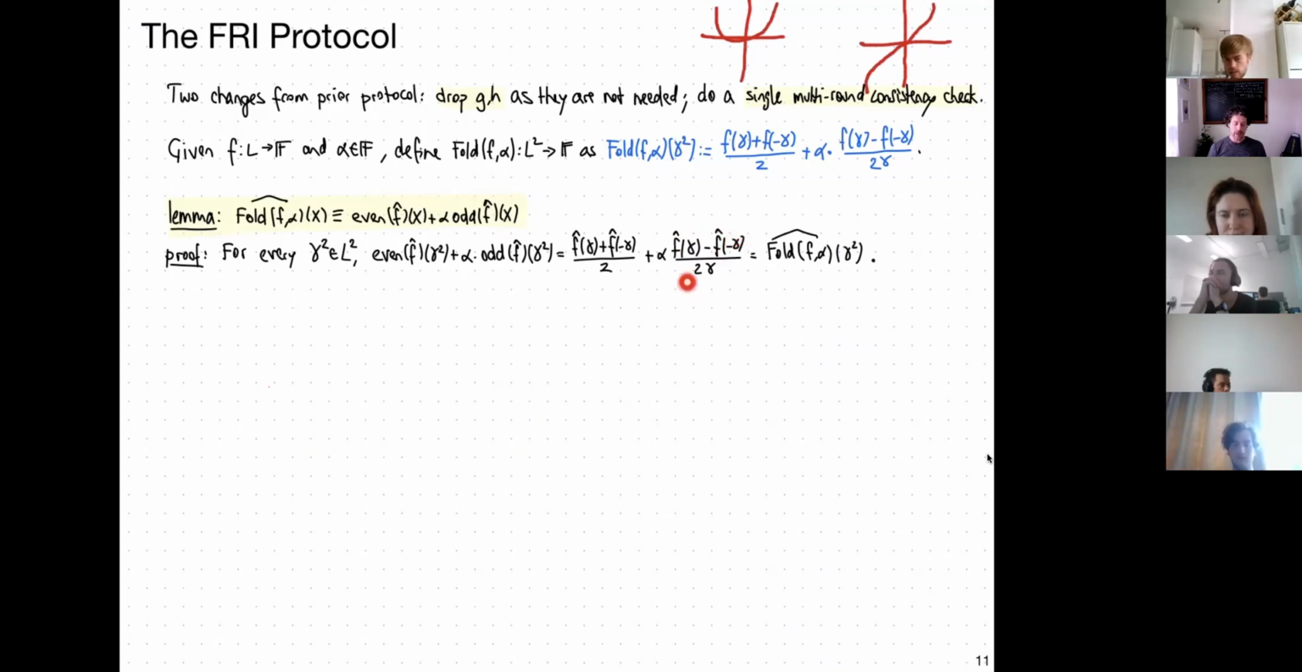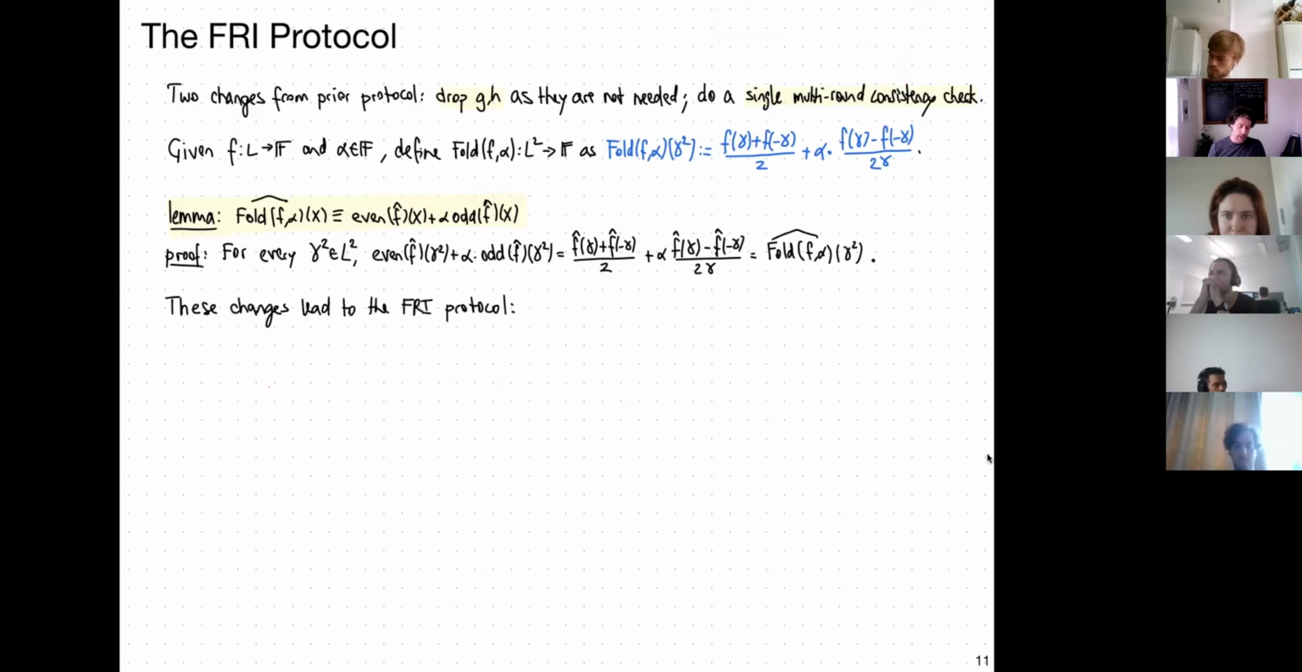And you might ask, why do I have here this factor of gamma? If you remember, when we do the FFT, we have even plus x times odd. So this is exactly to compensate for that. It's something you can write down, and you have a more detailed proof in the notes, but it's a straightforward thing to check. And now if we do this change, we get the FRI protocol, which is where we'll end for today.